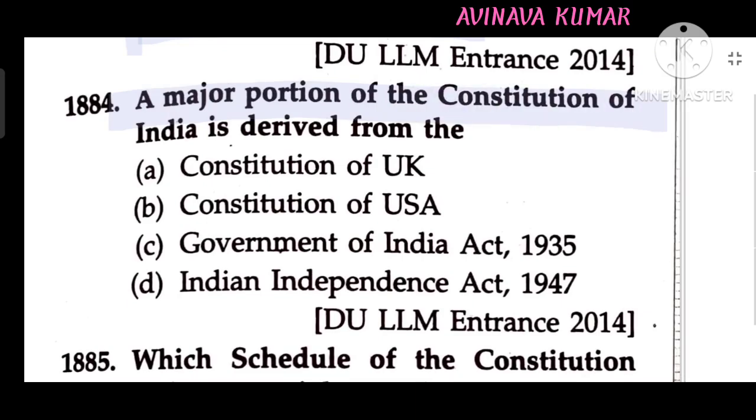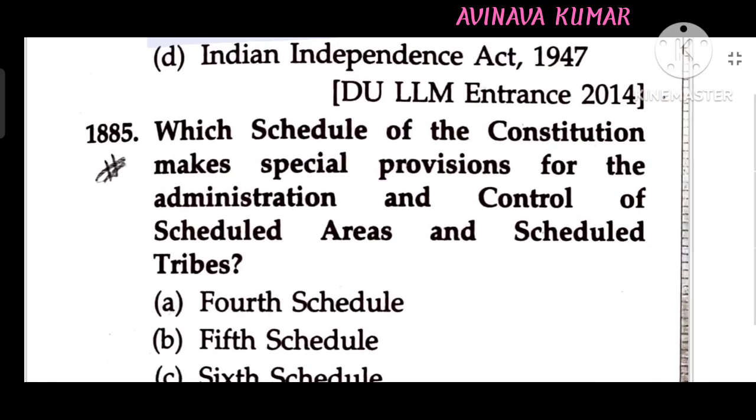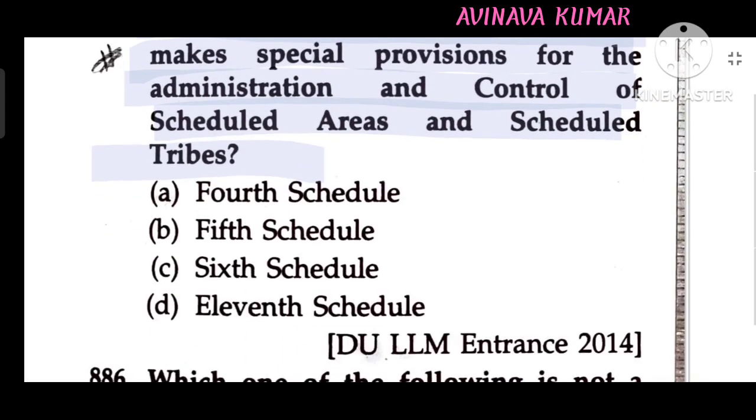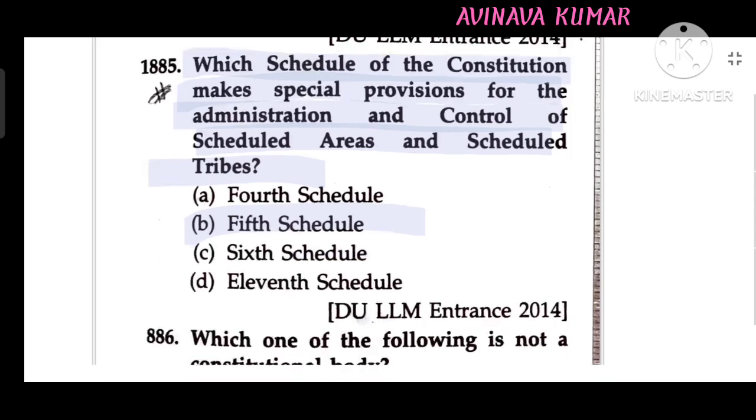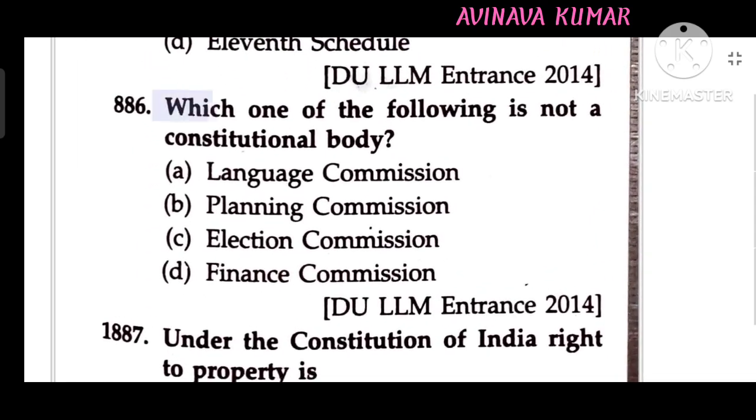A major portion of the Constitution of India is derived from the Government of India Act 1935. Which schedule of the Constitution makes special provision for administration and control of scheduled areas and scheduled tribes? Fifth Schedule. Which one of the following is not a constitutional body? Planning Commission.